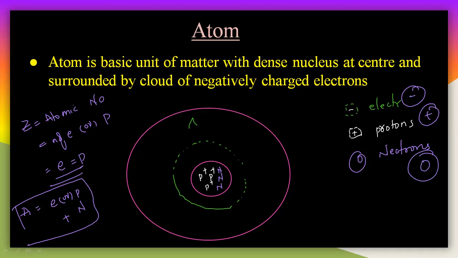zero charge here. So you can easily understand the atom: it is a basic unit of matter, having a central dense nucleus at the center and surrounded by a cloud of negatively charged electrons. So this is the basic structure of the atom. Don't worry, this is only the introduction of the atom. We will discuss how the electrons are arranged, how they revolve around the nucleus in a circular path. We'll discuss all those things here.